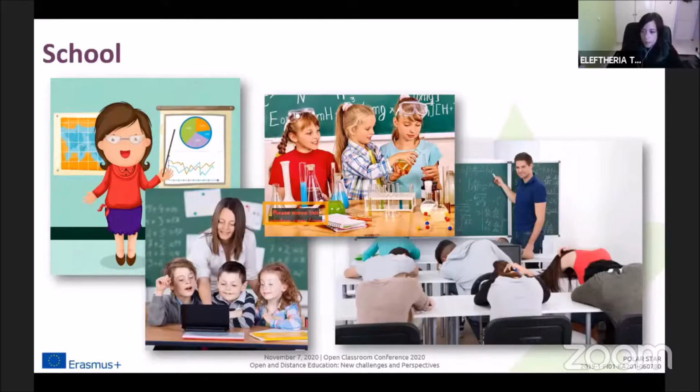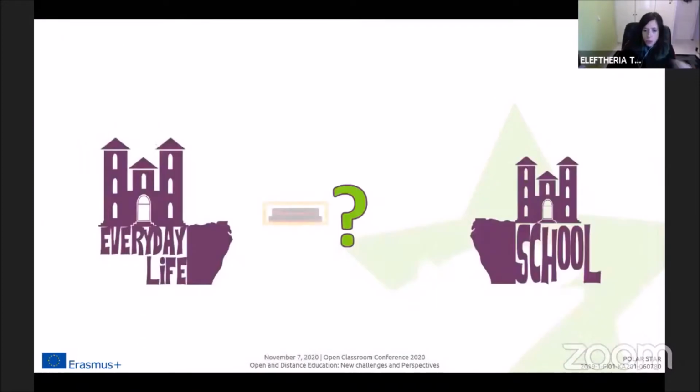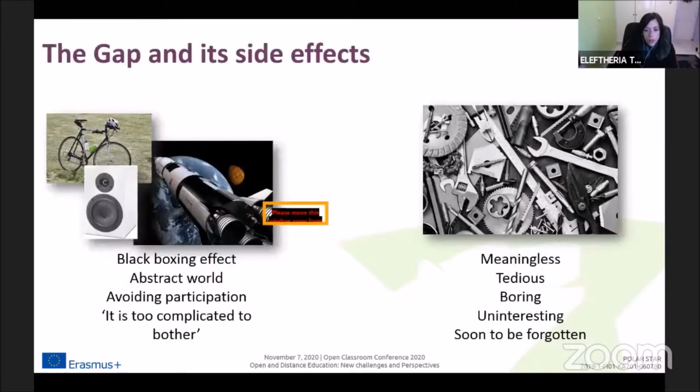which is amazing. But the problem is that usually what happens in school stays in school. So there's this gap between schools and everyday life, which we really need to bridge. What is really happening is that we teach our students a bunch of concepts. So it's like giving them standalone tools like cogs, like screws, like screwdrivers, and all. We're giving them a bunch of tools.